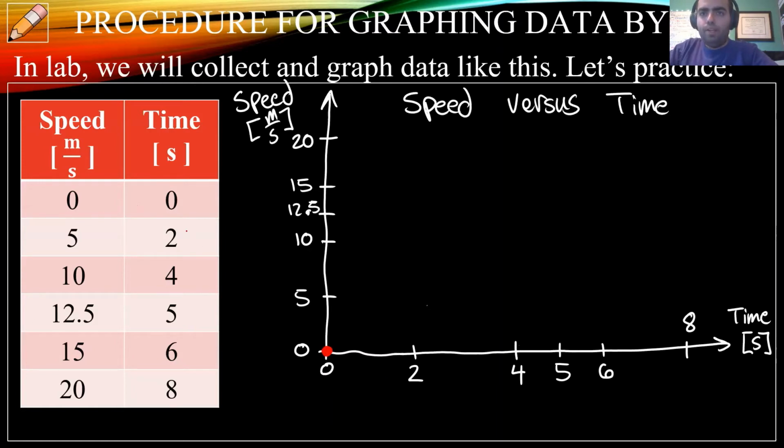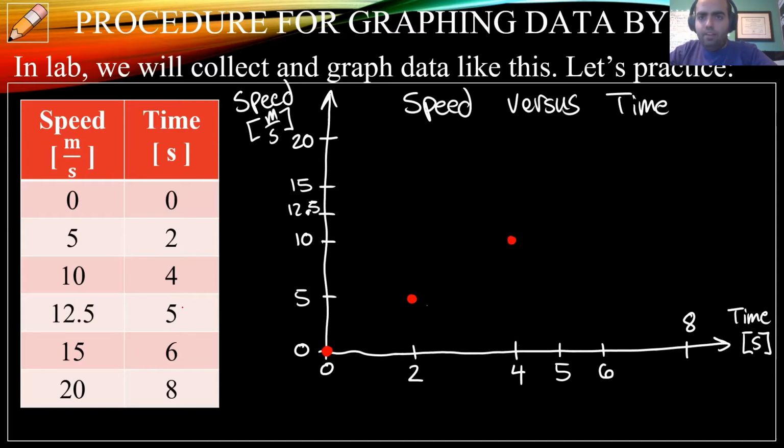The next point is that at time 2, my speed is 5. So time is on the horizontal axis. I go from a time of 2, I go up to a height of 5. That's my next point. The third one is at time 4, the speed is 10. So I go over to 4 and then up to a height of 10.